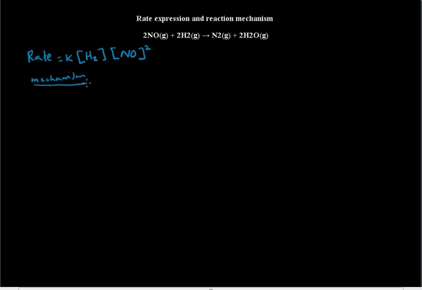In the first step, hydrogen combines with nitrogen 2 oxide and forms X, which is an intermediate. That step was found to be fast. When you say fast step, basically we are saying that this step has low activation energy. The energy barrier is pretty low.